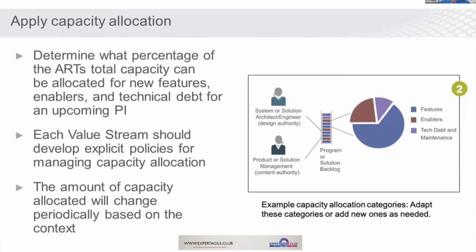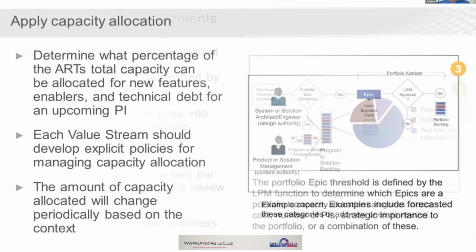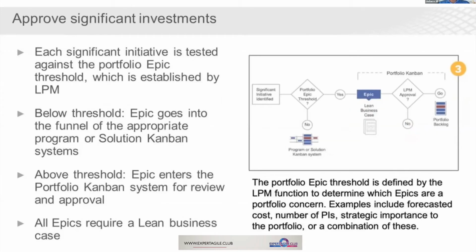So a particular product might need a lot of maintenance work, but since we're sunsetting it in the next year, we're going to spend very little of our funds on new features. So that needs to be looked at and reviewed and adjusted on a cadence as well. And then once a significant initiative is identified, we're going to put that in as a lean business case, and then it'll be approved, yes or no, and then it goes into the portfolio backlog, and then it will get delivered, and then we will review it and see if we want to pivot or persevere.